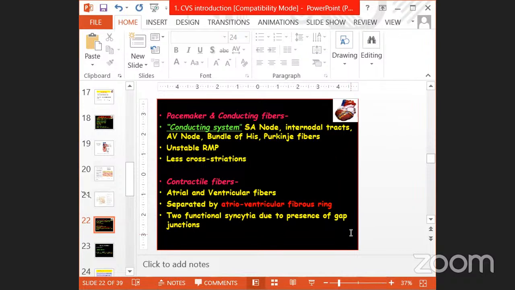And coming to the contractile fibers, the atrial and ventricular fibers are known as the contractile fibers, which are separated by the atrioventricular ring. So this atrioventricular ring is a fibrous structure which won't allow the electrical impulses to pass very quickly, which produces a delay between the atria and ventricle. So the atrial syncytia and ventricular syncytia are present because of the gap junctions.